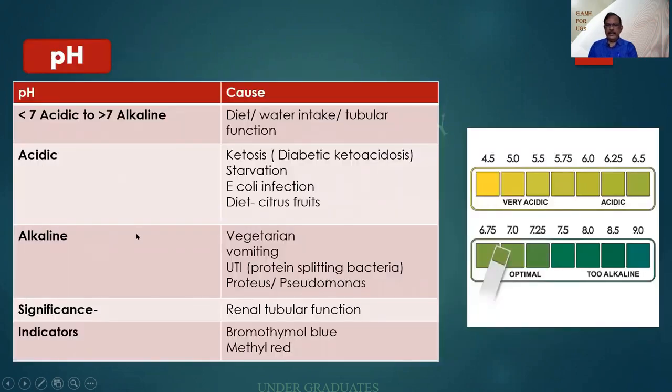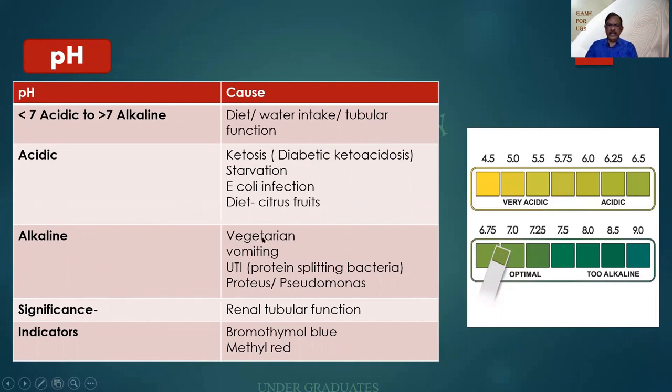The pH is another important factor. It can vary from less than 7, which is acidic, to more than 7. And the causes for the variation will be diet, the amount of water intake, the function of the renal tubules. Acidic urine generally we get in ketosis, starvation, E. coli infection, or in citrus foods. That is vitamin C, it contains ascorbic acid. Obviously, it will be acidic.